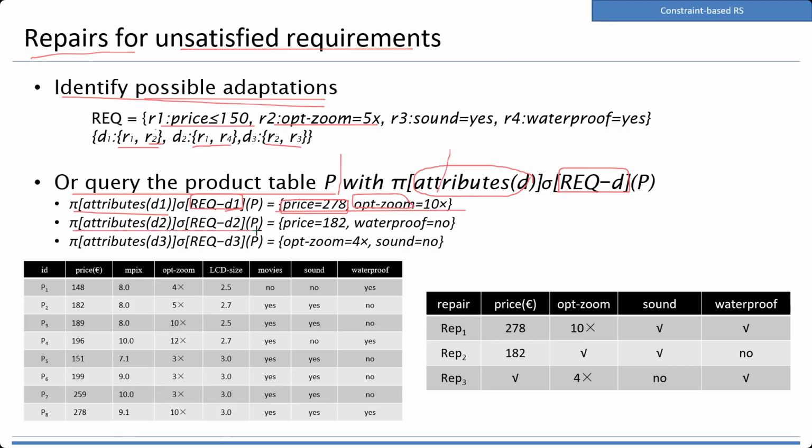We can also do this with the D2, R1, R4. So the D2 means the R1, the price. We increase the price and the waterproof changes. If we have this D, for example, the D3 is R2 and R3, then the R2 is optical zoom. Let's say we downgrade the optical zoom and the sound becomes no. So we revise or repair the proposal, and we can get this kind of repair proposal.